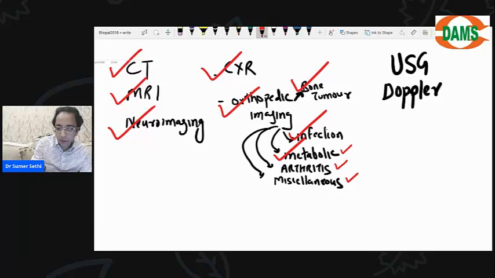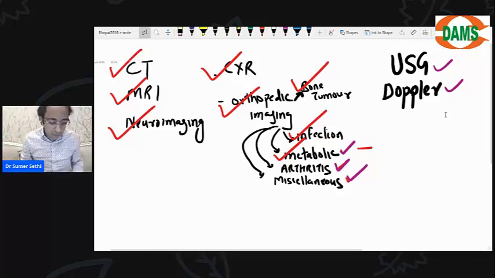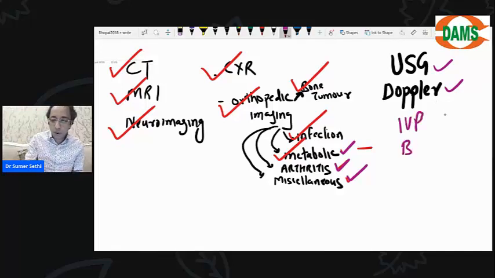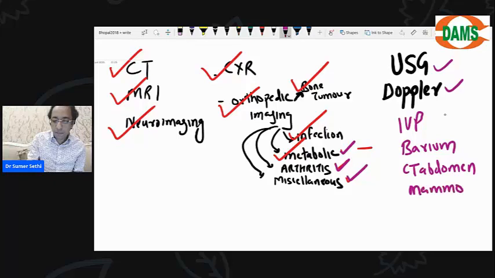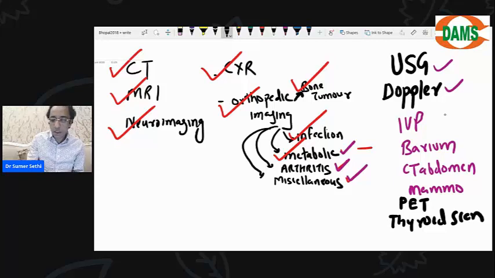And these are the ones which are left. So this is the plan that we have. Gradually in my classes, I will also show you how to look at IVP. I will also teach you later on how to look at barium, how to look at CT of the abdomen, how to look at mammography, how to look at PET scan, how to see thyroid scan and nuclear scans, and I'll talk about all those things gradually.